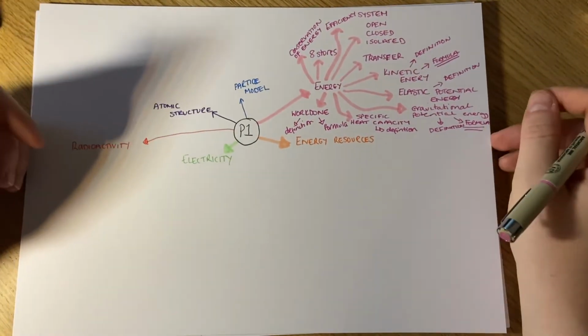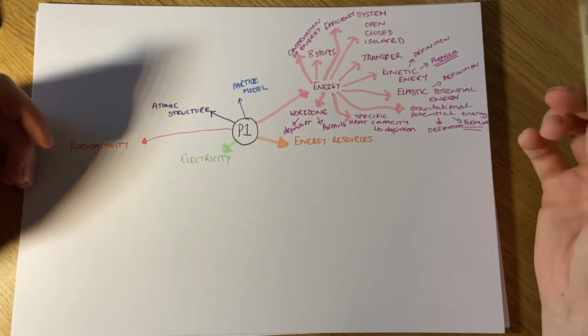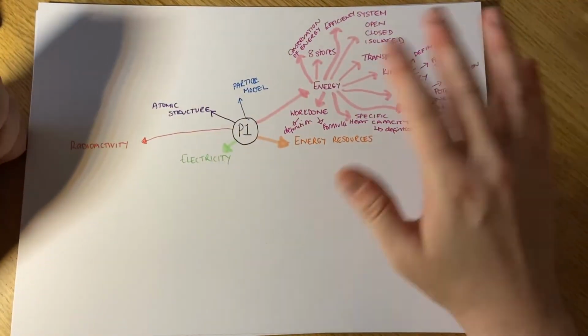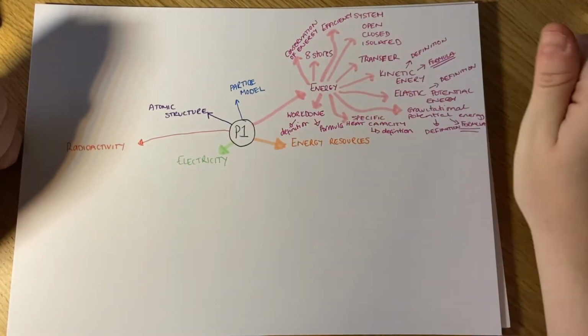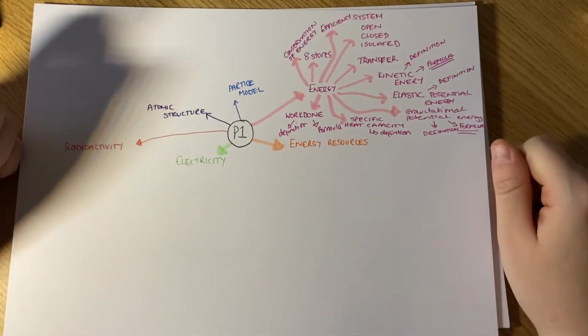What I'd like you to do now is to pause this video, go away and complete this. And as I've said before, you might decide to do more than one A4 sheet. You might decide to do an A3 sheet. I want you to fill in all the detail for this subtopic. When you've done that, come back to this video and we will pick up on energy resources.